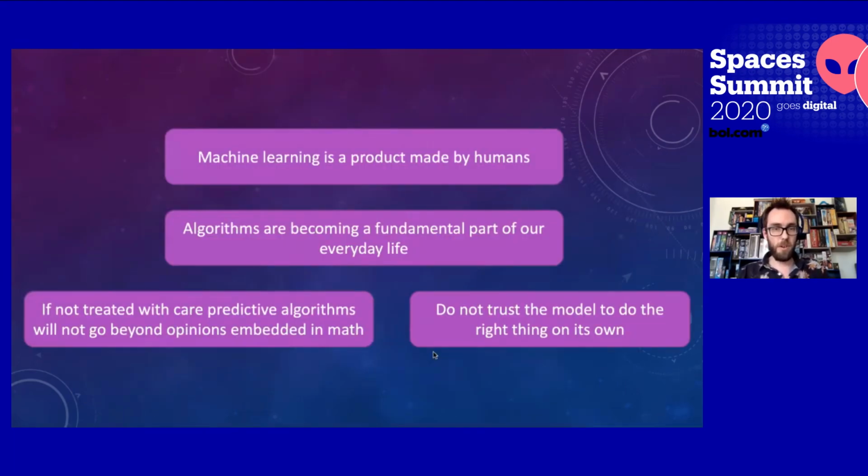Just to summarize, I'm at the end of my talk. Hopefully I have been able to show you that machine learning is a product made by humans, and therefore is susceptible to all the inherent societal biases that we also have. And we need to be very, very careful with these, because they are becoming a more fundamental part of our everyday life with basically every passing day.